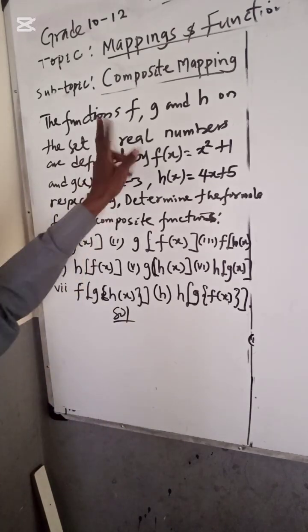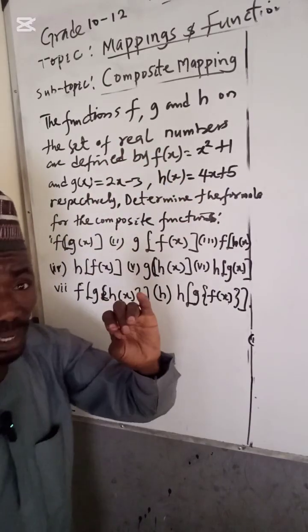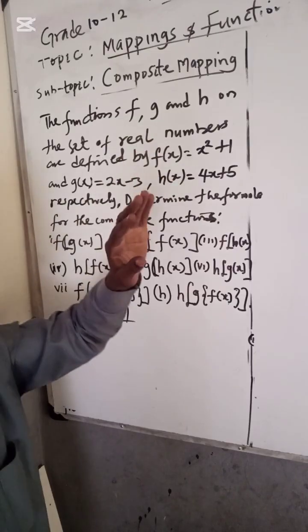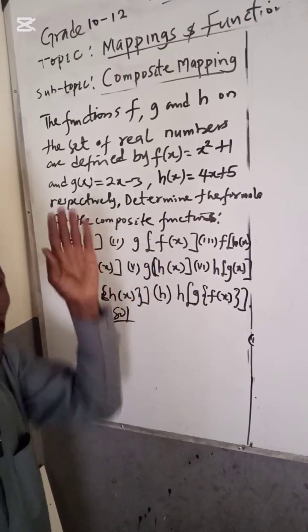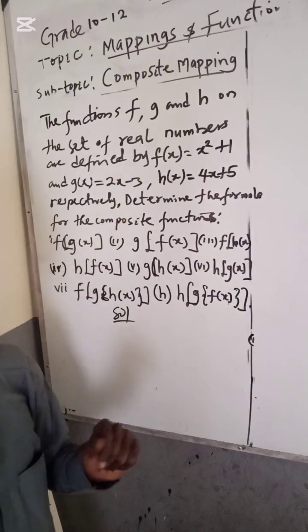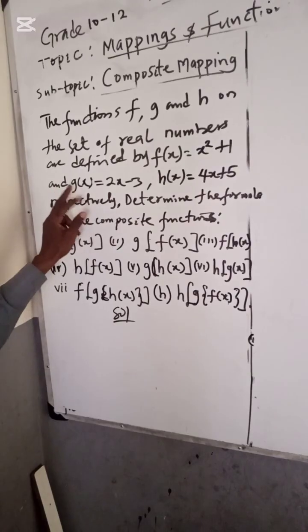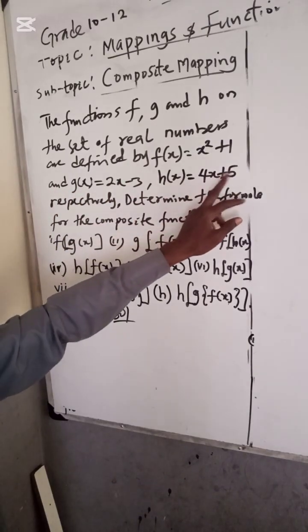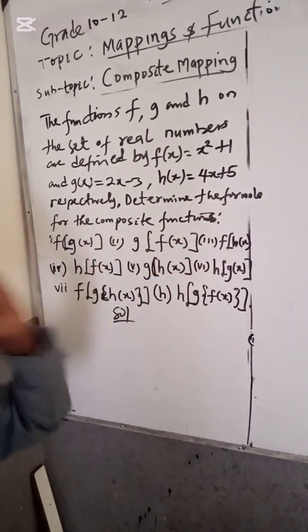Now, we say the functions f, g, and h on the set of real numbers. I believe we all know what real numbers mean. Under the set of real numbers, we are talking about integers, natural numbers, rational numbers, irrational numbers. All of these combined together are your real numbers. Defined by f of x equals x squared plus 1, g of x equals 2x minus 3, and h of x equals 4x plus 5, respectively. Determine the formula for the composite functions.